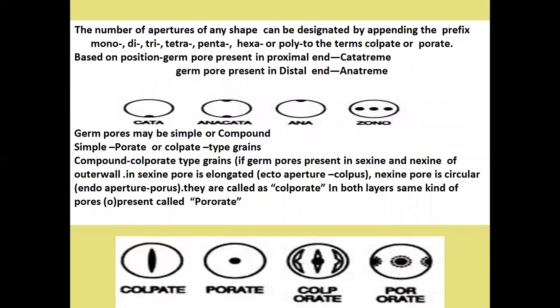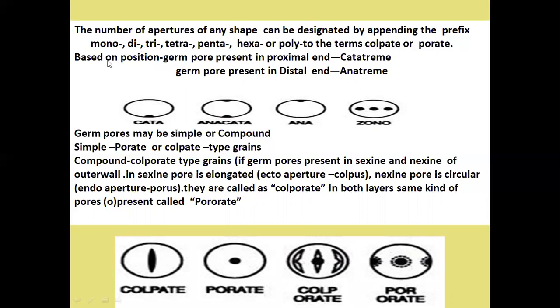The number of apertures of any shape can be designated by appending a prefix, based on how many germ pores are present on the exine layer. If one aperture is there, monotremy. If two, ditremy, tritremy, tetratremy, pentatremy, hexatremy, like that. Based on the number, we assign the names mono, di, tri, tetra, penta, hexa, and greater than six is poly, added to the terms colpate and porate.